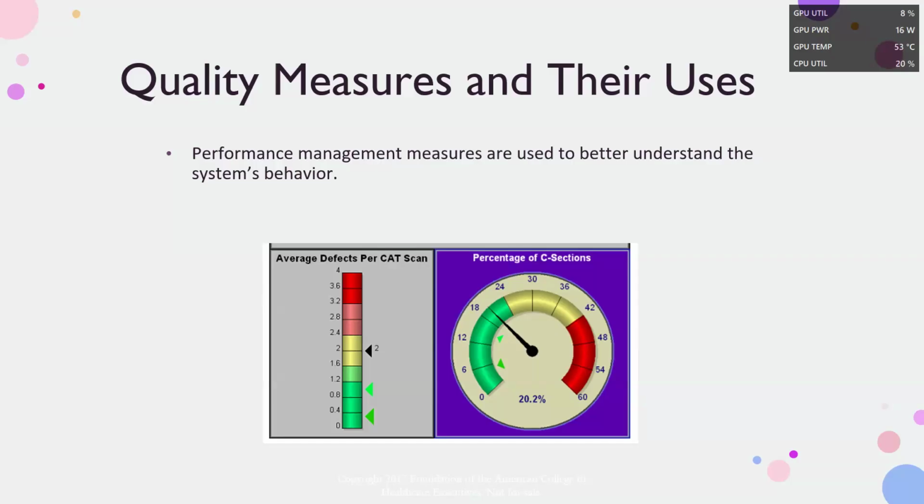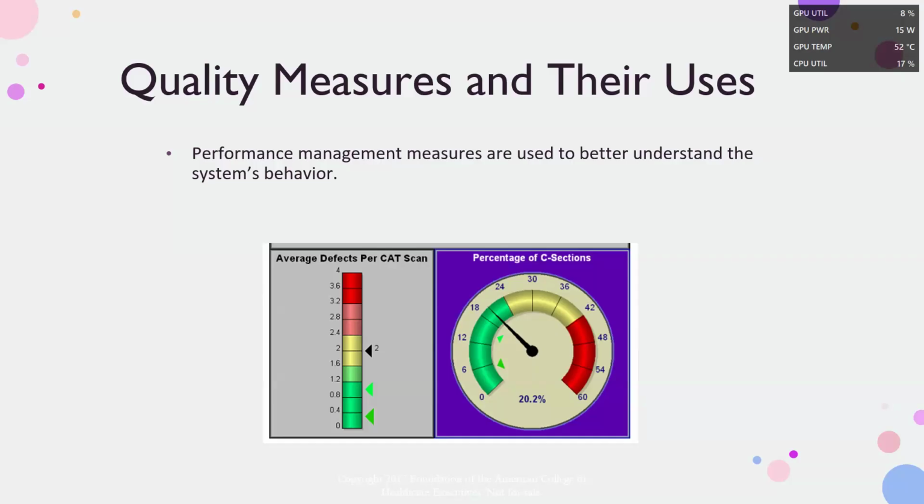Performance management measures are used all the time. And this is just a quick example here. This is average defects per CAT scan, which is so funny. I had a CAT scan. I've been getting ready to go through chemo next week, and I'm going through treatment for a while, and I had surgery and different things.